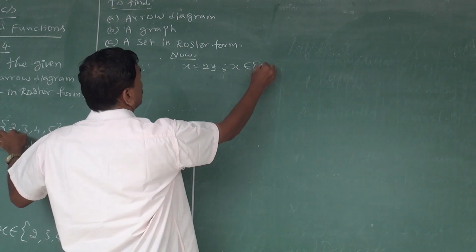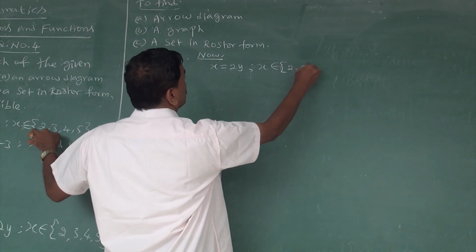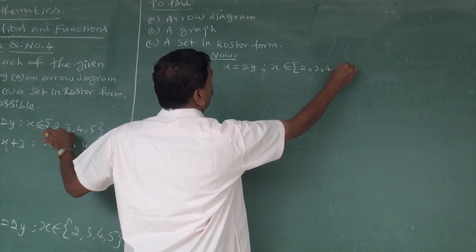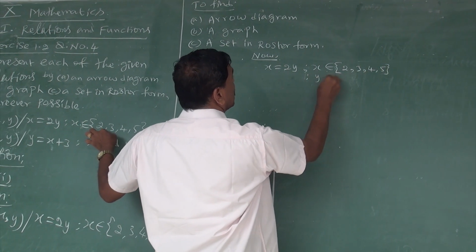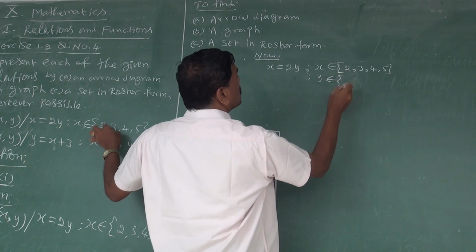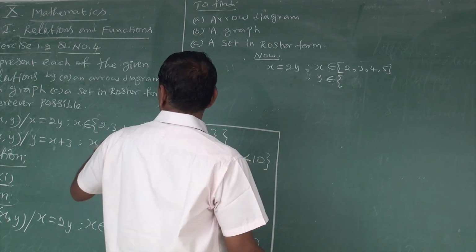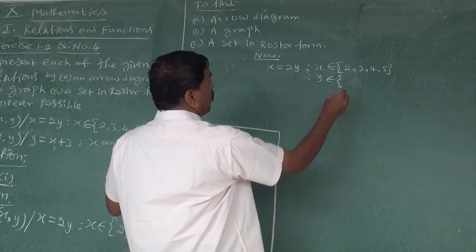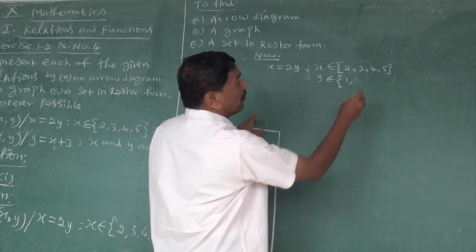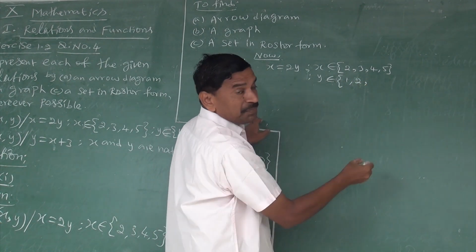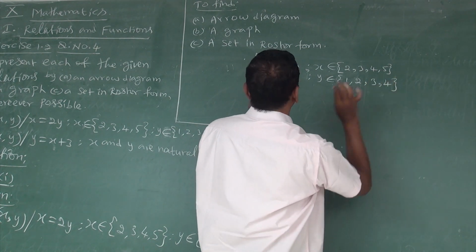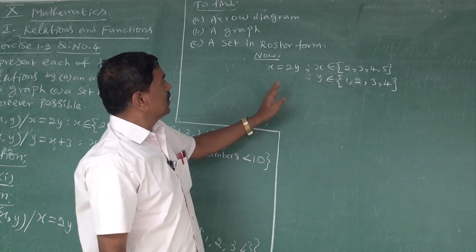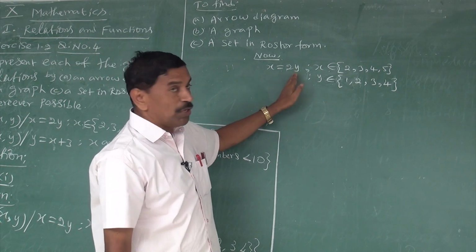Okay, from the question itself, that is 2, 3, 4, 5, y belongs to, that is, y can take the values from 1 to 4. Yes, from the question, y can take the values 1 to 4. Okay, what are they? 1, 2, 3, 4. Complete the flower bracket.